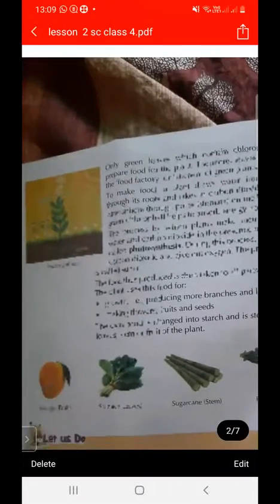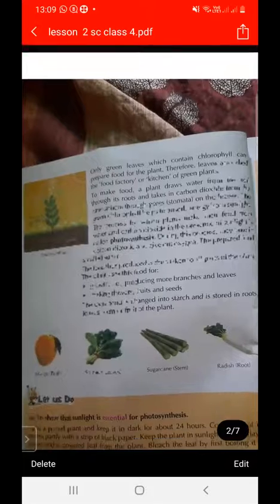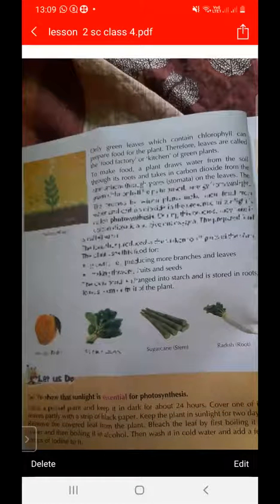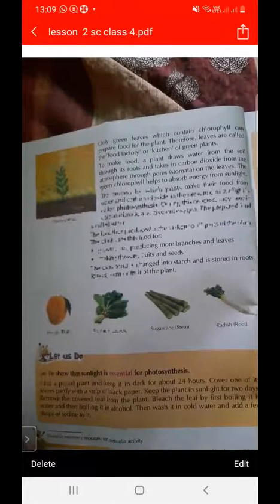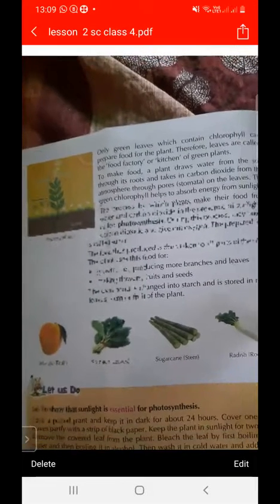Next is, what do we mean by photosynthesis? Next question is, what do we mean by food factory and kitchen of green plants? And next is, what do you mean by sugar and starch, and how is food stored in various parts of the plant? Firstly, we will know what we mean by food factory of the plants.